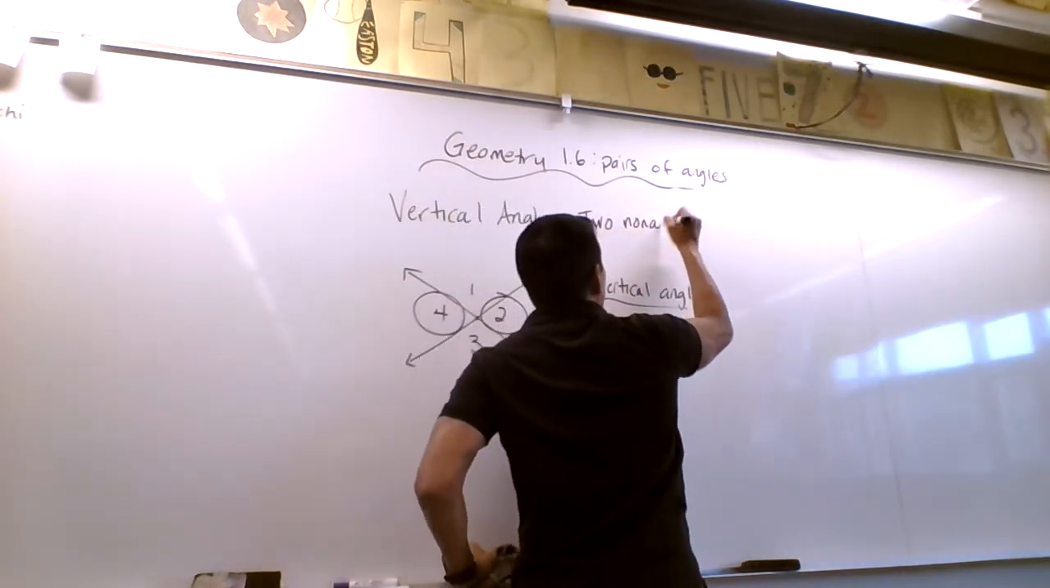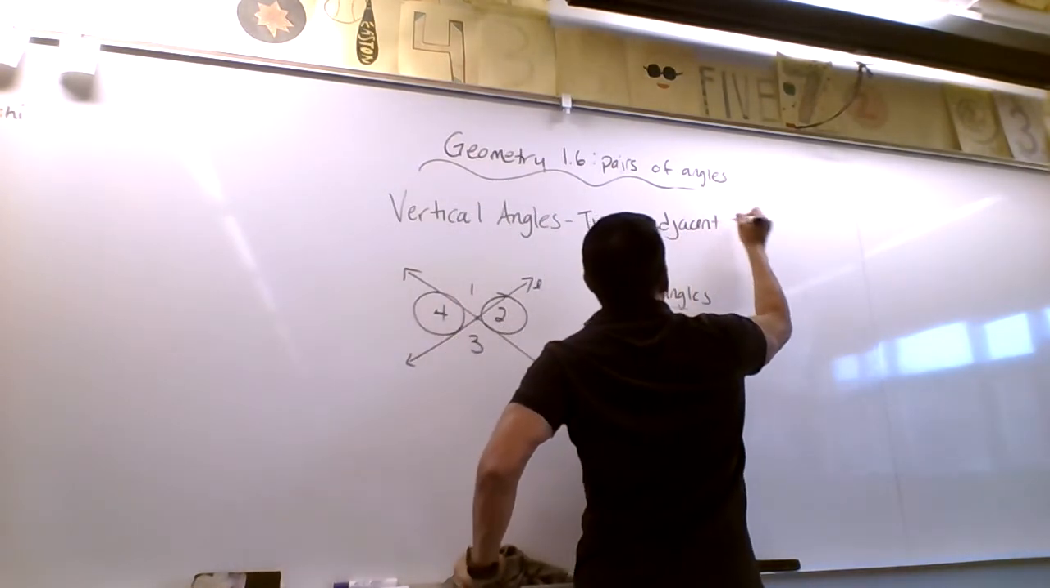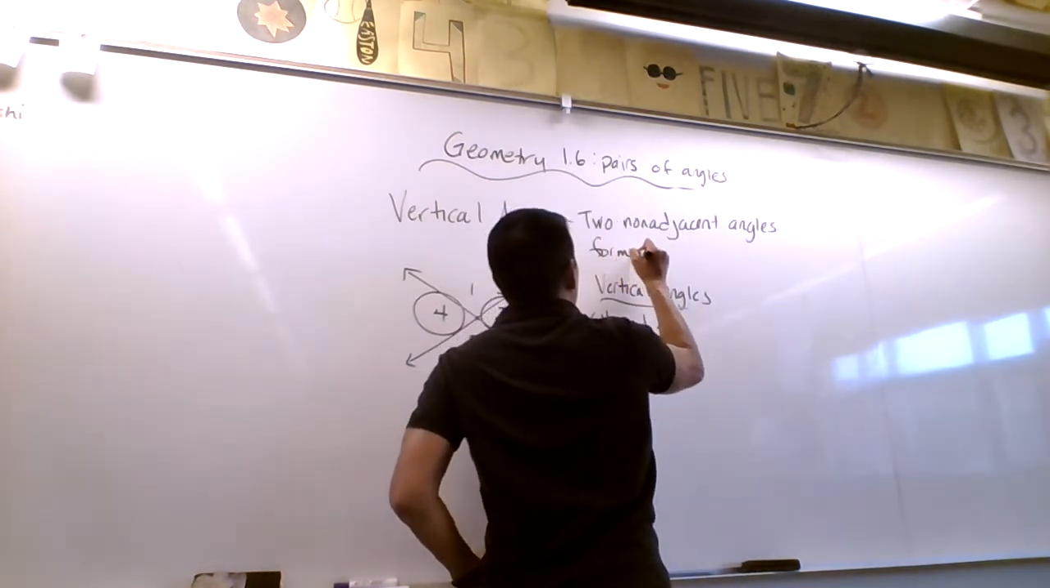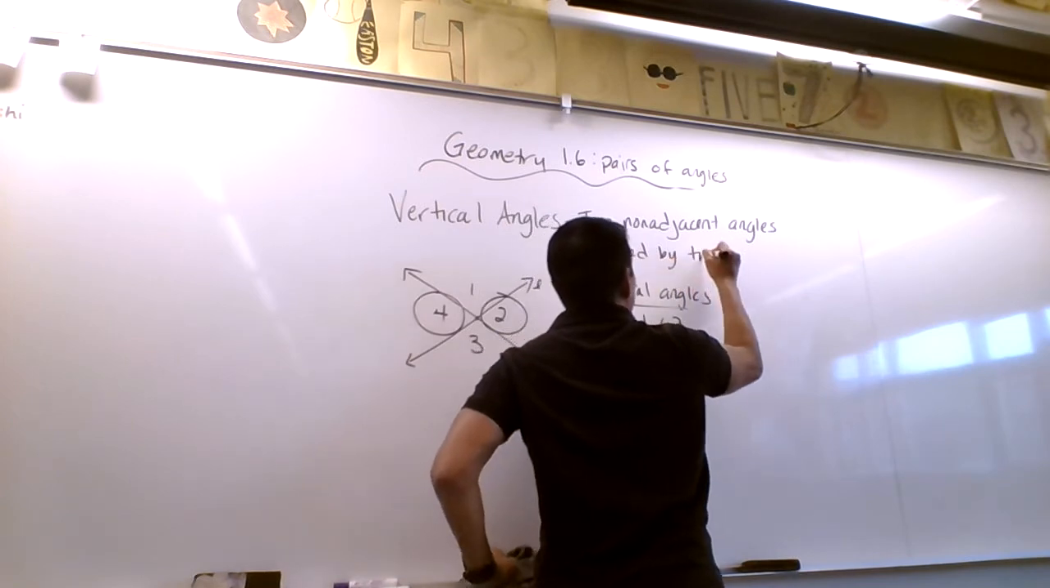two non-adjacent angles formed by two intersecting lines.